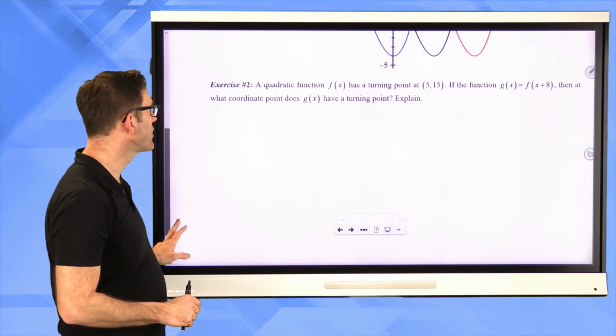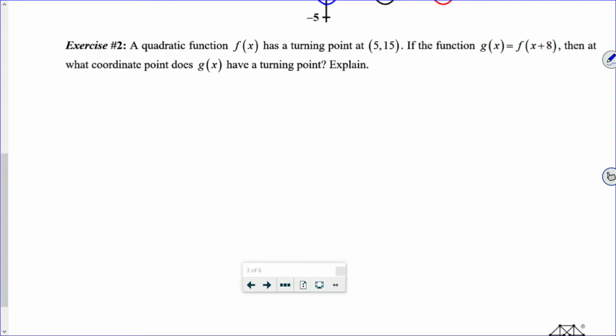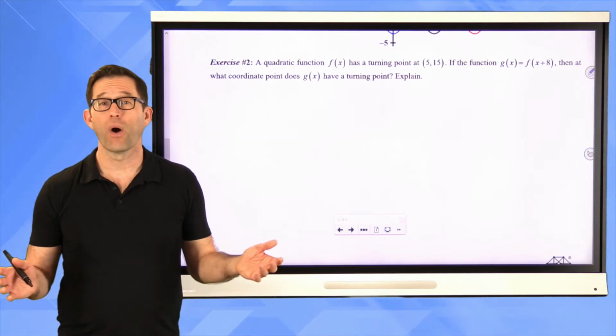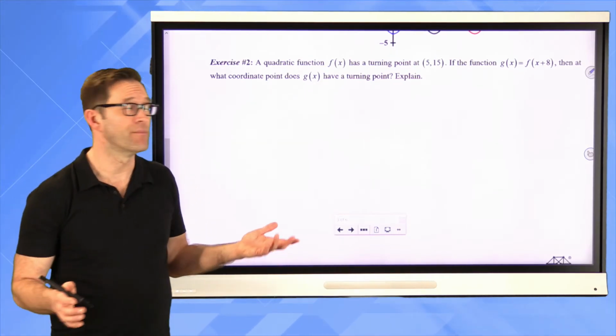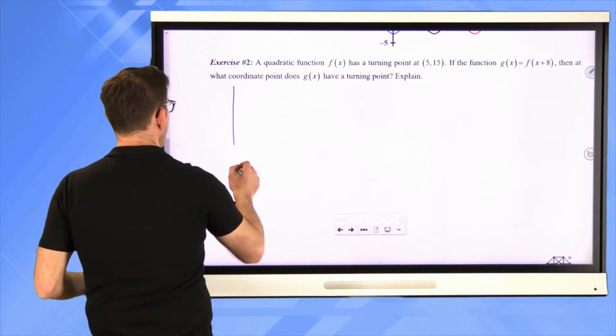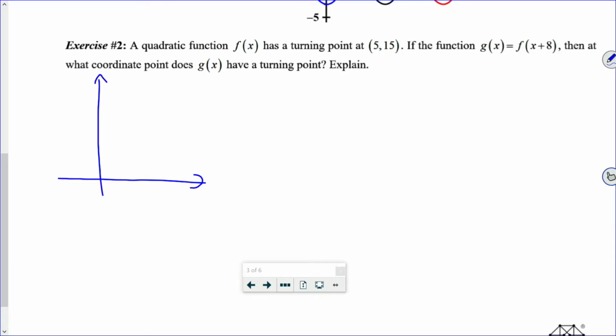So let's take a look at exercise number 2. A quadratic function f of x has a turning point at 5, 15. If the function g of x equals f of x plus 8, then at what coordinate point does g of x have a turning point? All right, so I don't know much about f of x, but what I do know about it is that it's got a turning point, let's say this is f of x. It's got a turning point at 5, 15, right?